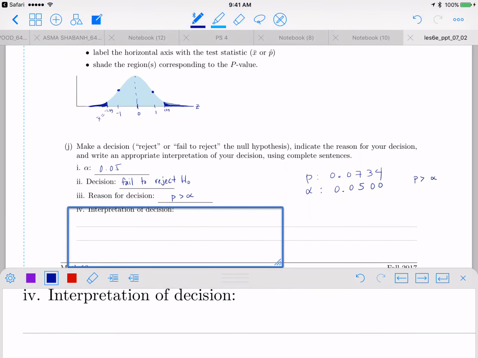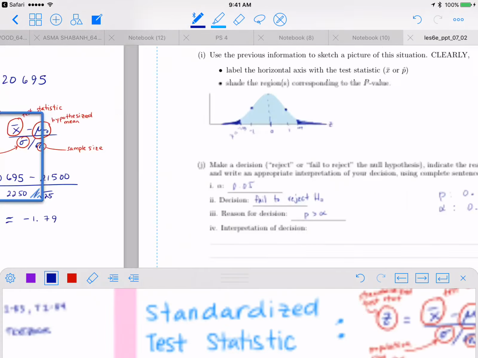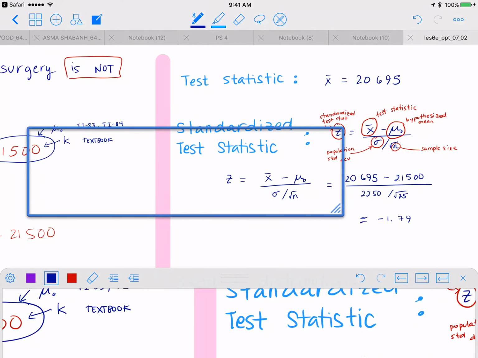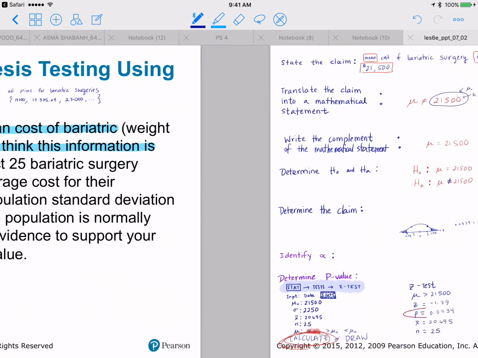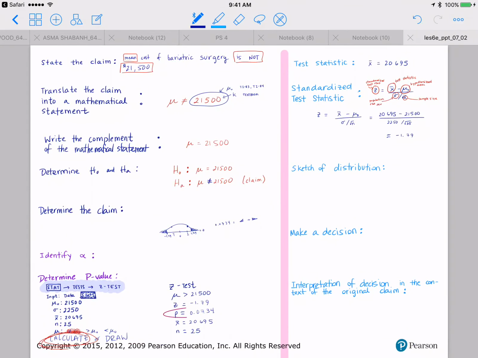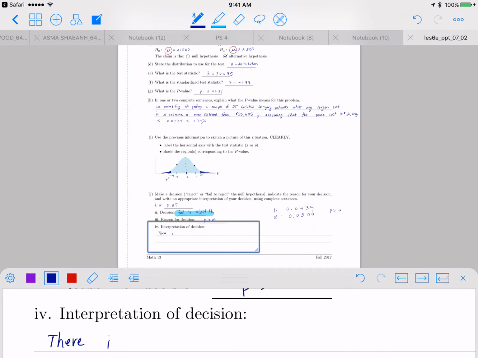And finally, to interpret the decision, I need to look back at the setup. So my HA is the alternative, and I'm failing to reject. Look back at the chart. Not enough evidence to reject.